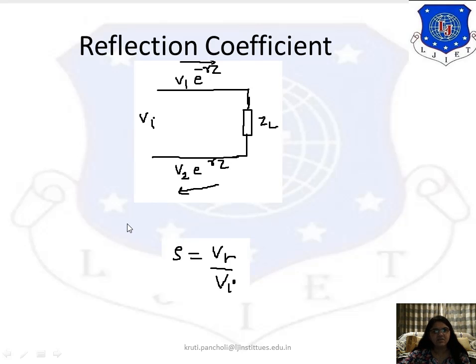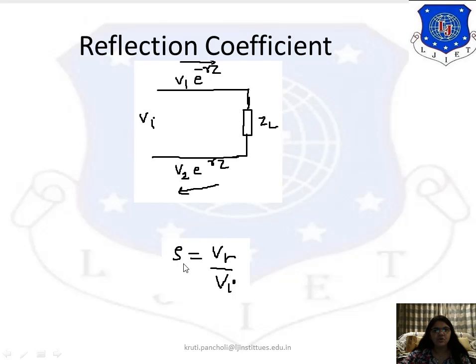Now, as we have studied, what is the requirement of impedance matching? Whenever the source impedance and the load impedance are matched, there is no reflection. But when there is a mismatch between the impedance of the source and load, reflection occurs, and in that case it is mandatory to find the reflection coefficient.